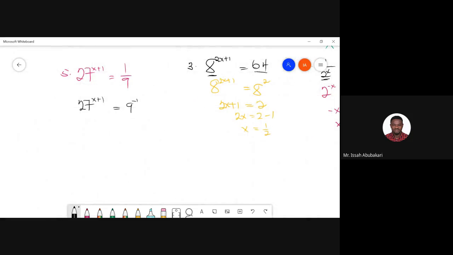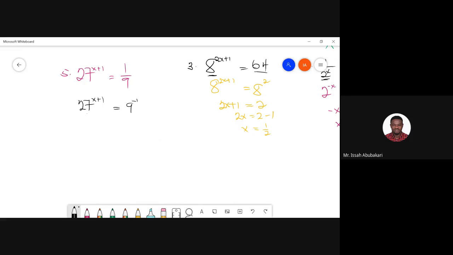Now look at this question. It's quite unique because we have two bases, 27 and 9, right? But the smaller one, which is 9, can never be the base for both numbers, because even if you want to use 9, 9 squared is 81. So it will not be possible. So we are going to look for a base that will be common for the two of them.